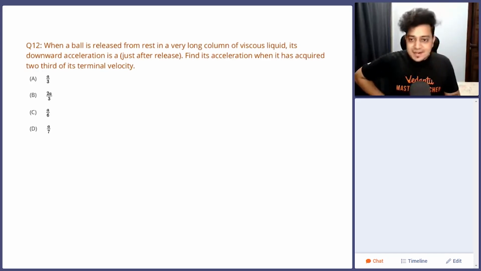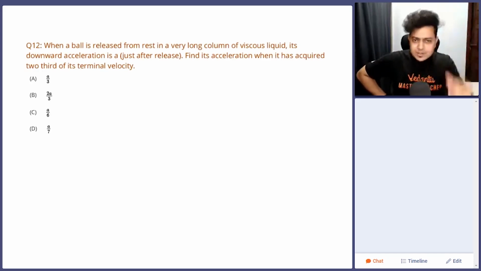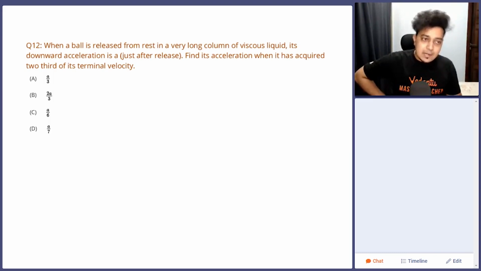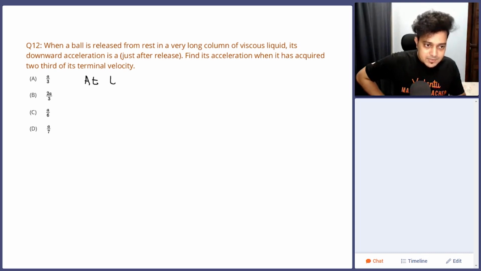A ball is released from rest in a very long column of viscous liquid. Its downward acceleration is a just after the release. Find its acceleration when it has acquired 2/3 of its terminal velocity. So just release means at t equal to 0. Initially it's released, right? So there is no velocity.